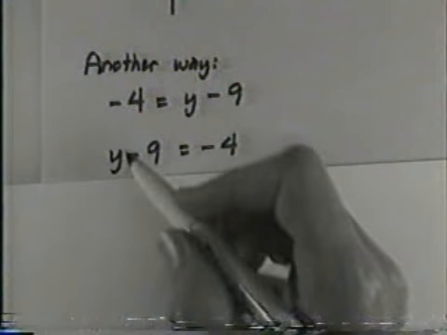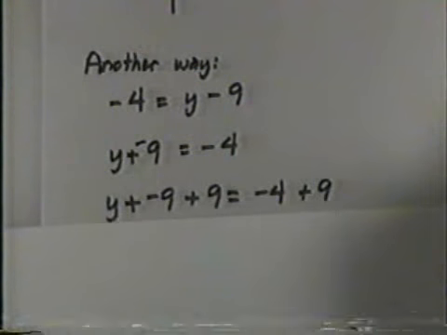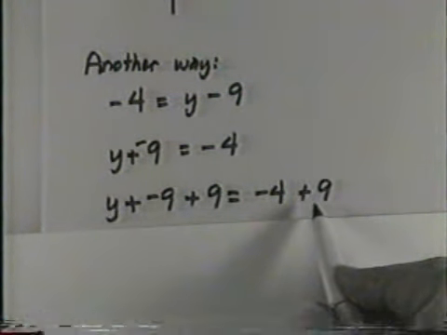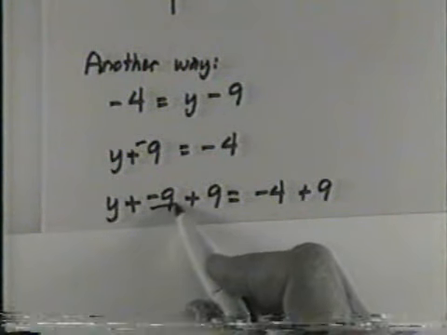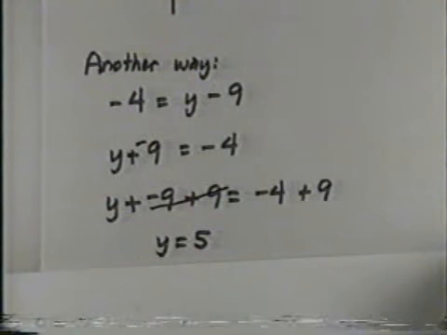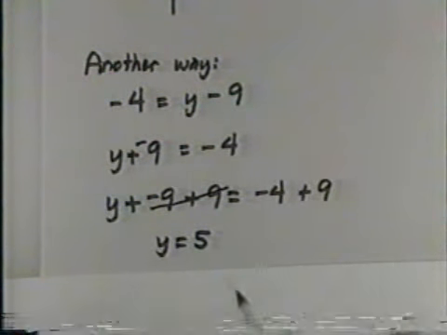We then can use the fact that subtract 9 means add negative 9, and that gives us the reason to add 9 to both sides. The 9's now cancel on the left-hand side, and we get y equals 5, the same thing we had before. It's just that the y's on the left and the numbers on the right.